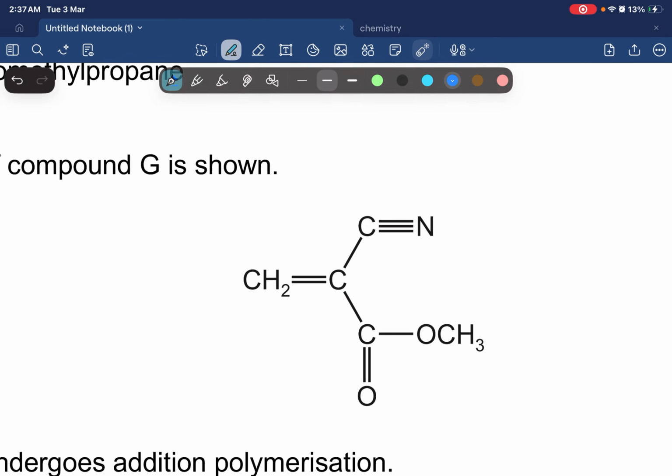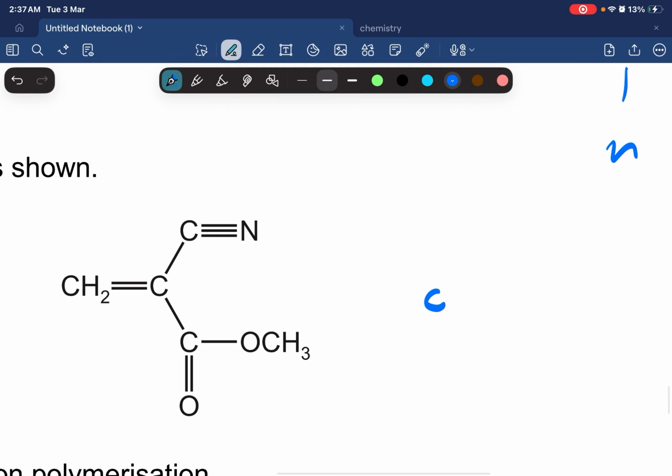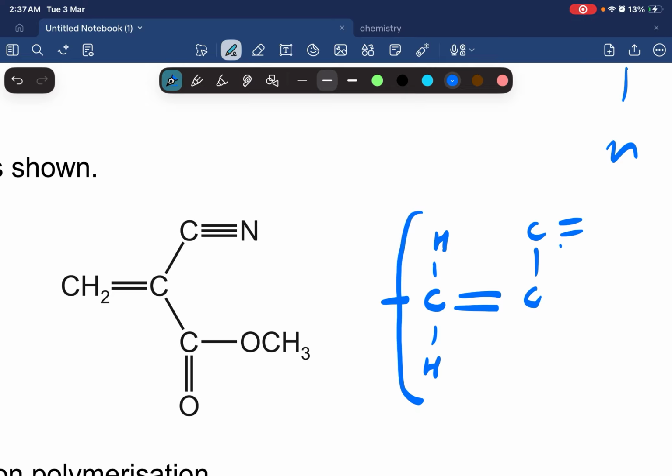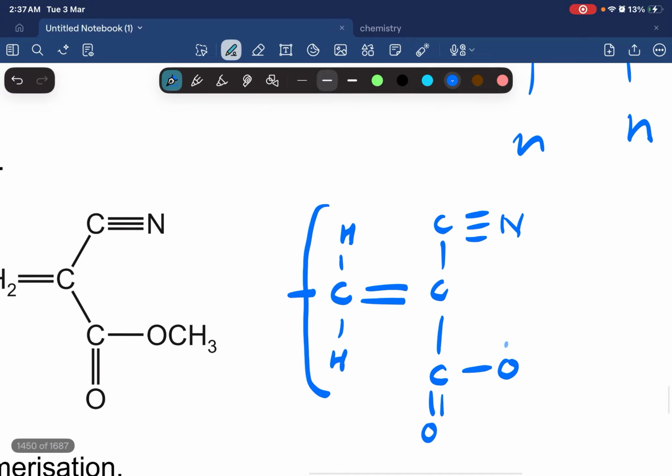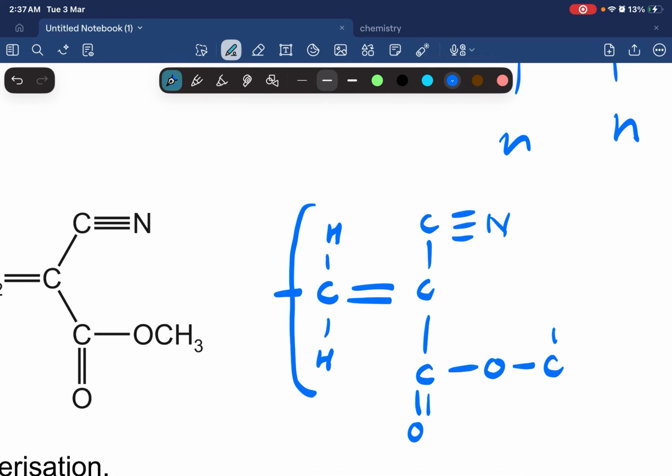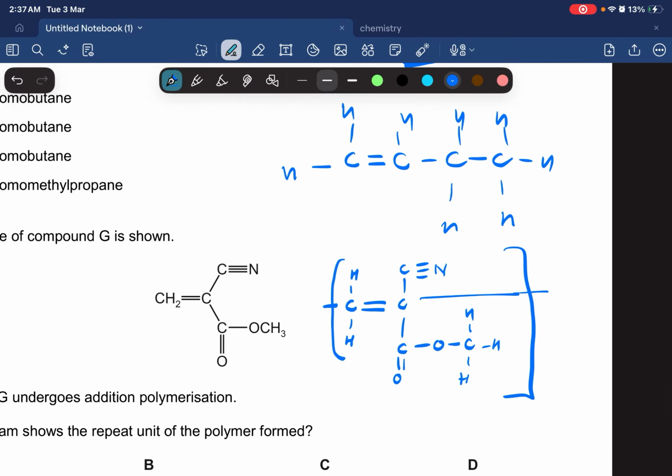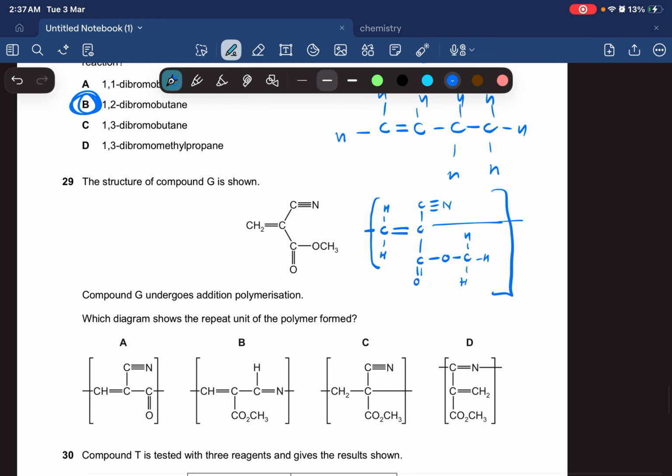So if I were to make a polymer of it, what would I do? Carbon, extension bond, bonded to hydrogen, double bonded to carbon, triple bonded to nitrogen, bonded to carbon, double bonded to O, bonded to C, H, and H. And then there is a bond here, and then this. That's the repeat unit. Where do I see this?